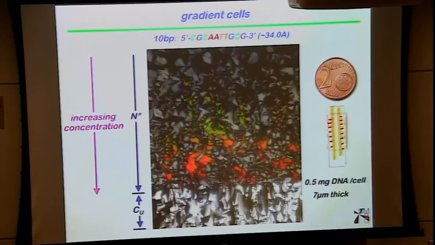So, for example, we found a way of slowly dehydrating these things, and so we can get different concentrations in a single cell. So this is columnar, and then the nematic phase with the pitch changing as a function of concentration. And then using interferometry to measure the refractive index to get the actual DNA concentration.